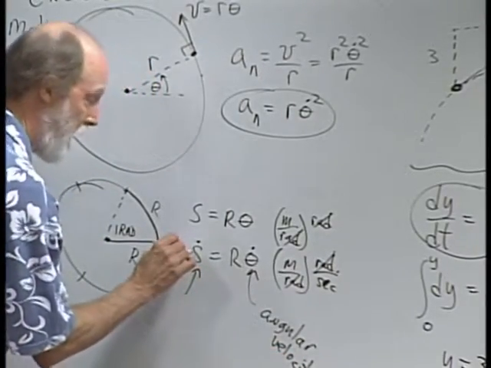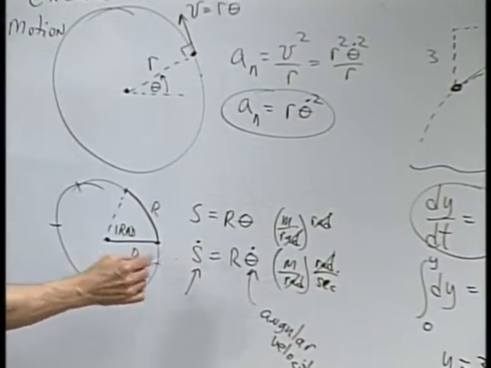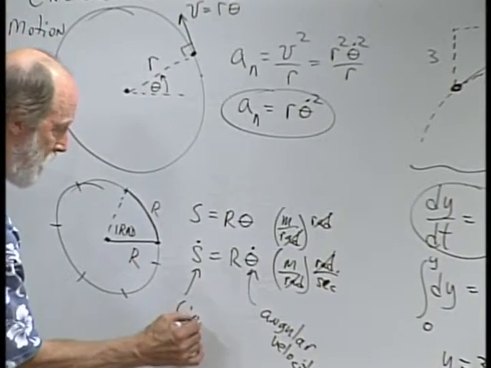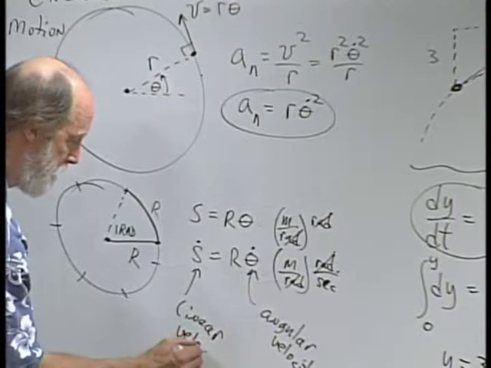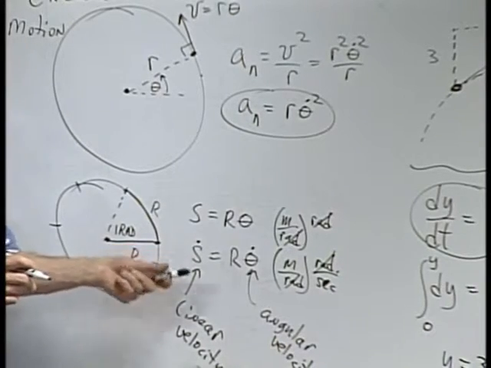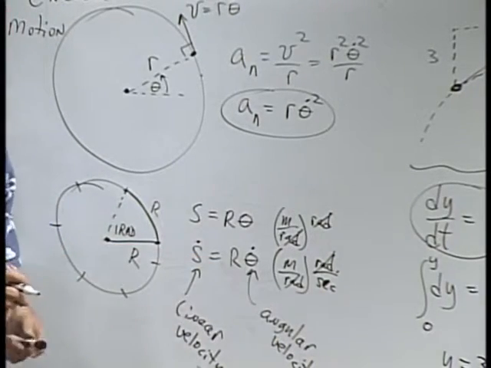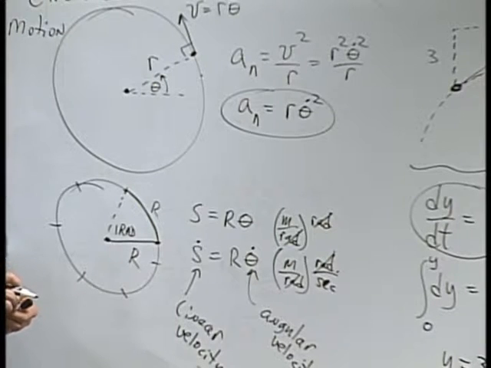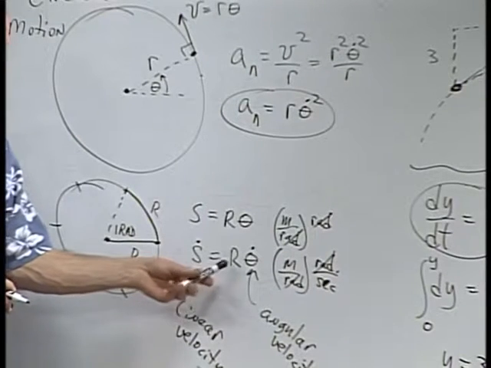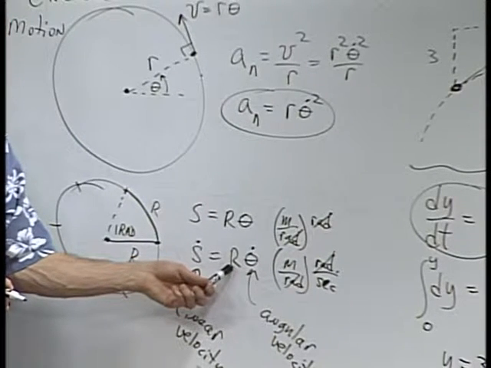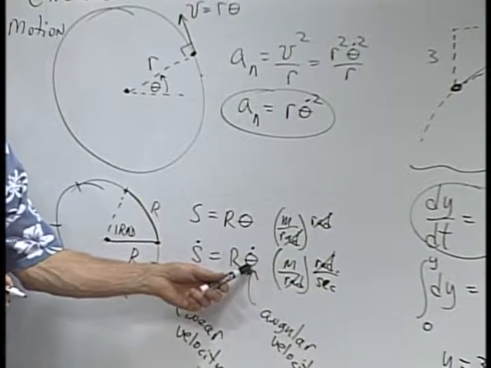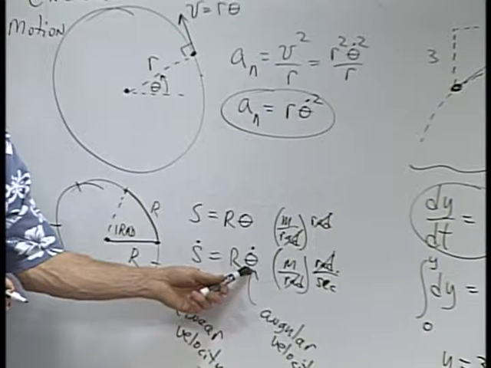This s dot is called the time rate of change of arc length, or more simply, linear velocity. So the linear velocity is a linear function of the angular velocity. And it's also a linear function of the radius. So if you double the radius, you're going to double the velocity on the arc if the theta dot is constant.